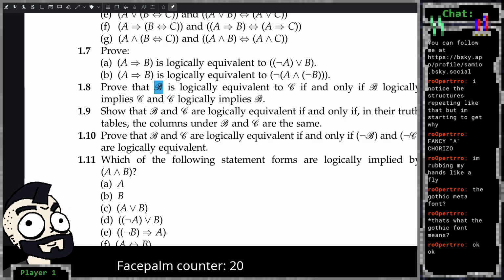Hold on, I'm having some issues because of the Gothic thing. I think I don't have an adequate font on my computer. Okay, found a way to do this.